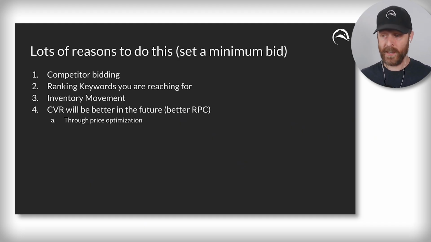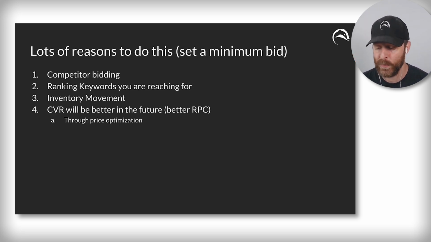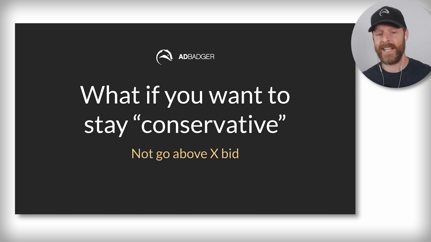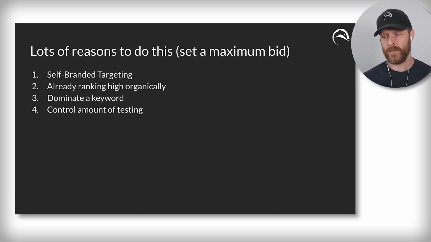That's another reason. Maybe I'm predicting my revenue per click will be better in the future. Maybe I'm going to do some price optimization, or I'm going to be playing with some product page optimization, and I want to keep my bids at a certain level because I'm expecting a better revenue per click in the future. And if you want your bids to stay conservative and not go above a certain bid, this is the exact inverse. There's lots of reasons to set a maximum bid. Maybe it's self-branded targeting. If I'm Nike, I'm going to put a max bid on Nike related keywords because I don't want to spend so much on them.